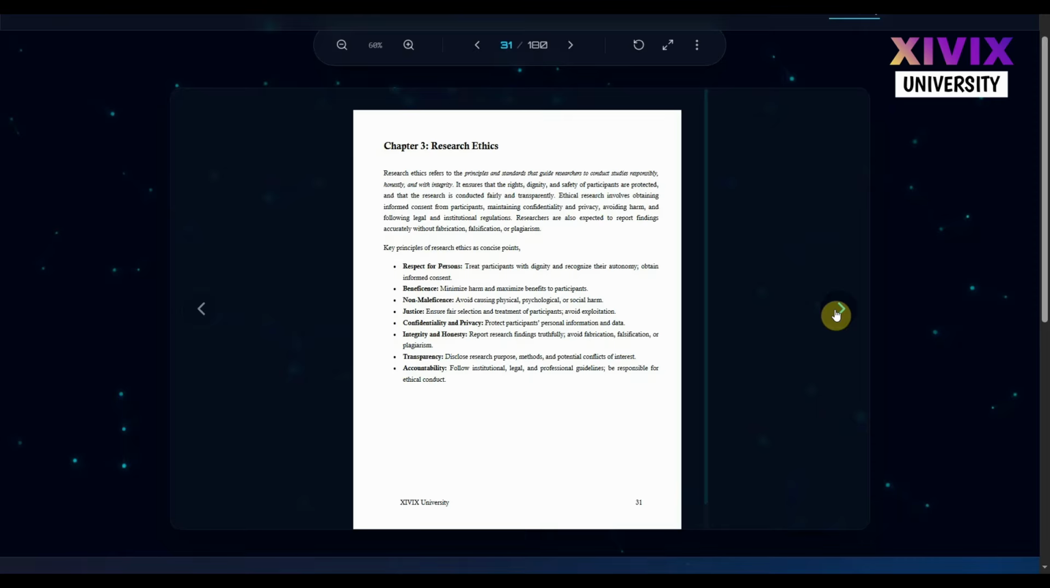There are a couple of key principles when it comes to research ethics. First one is respect for an individual or group of individuals.